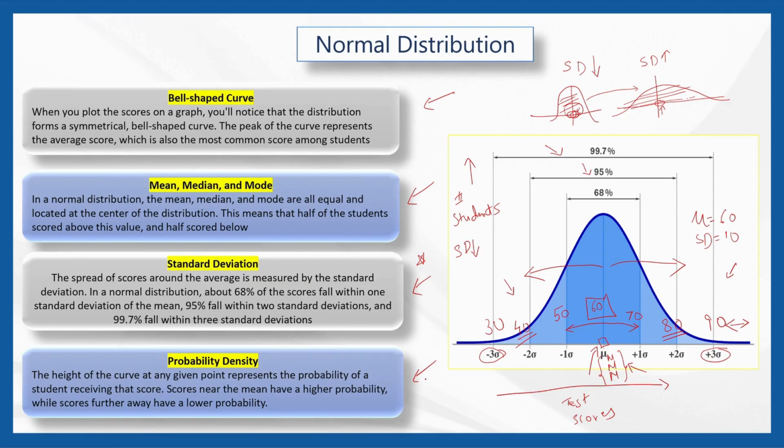Coming to the fourth characteristic of a normal distribution, that is the probability density, we have already seen that the height of the curve at any given point represents the probability of the student receiving that score. Scores near the mean in a normal distribution specifically have a higher probability of occurring. That means students having scored marks of 60 or 50 to 70 have a higher probability of occurring as compared to students with scores of 30 or 40. This is evident from the graph because it's bulging in the middle.